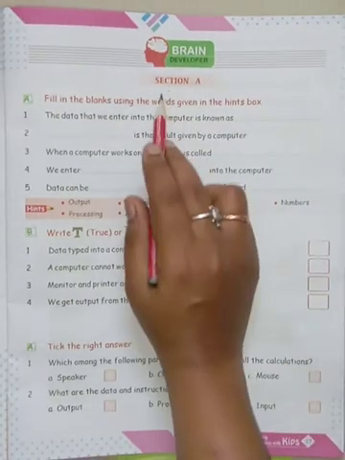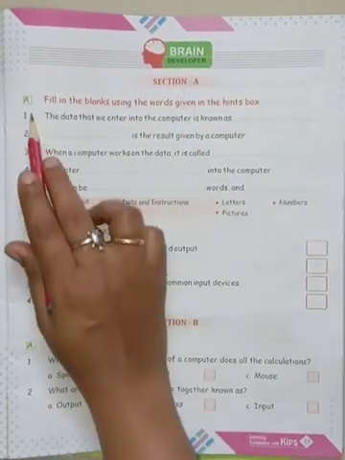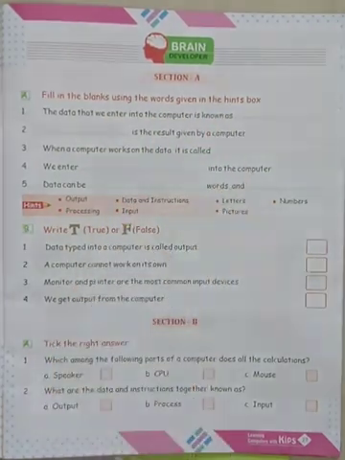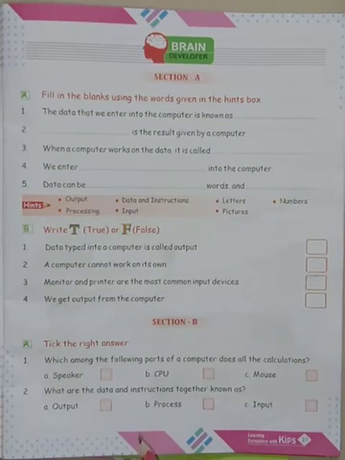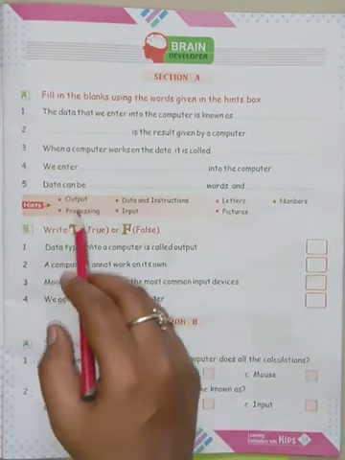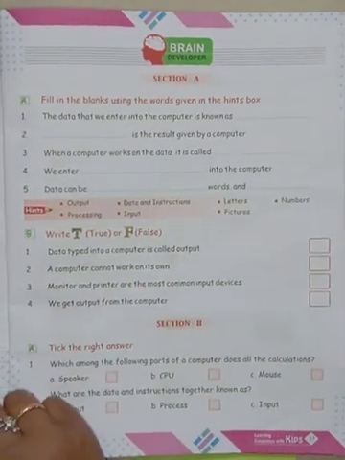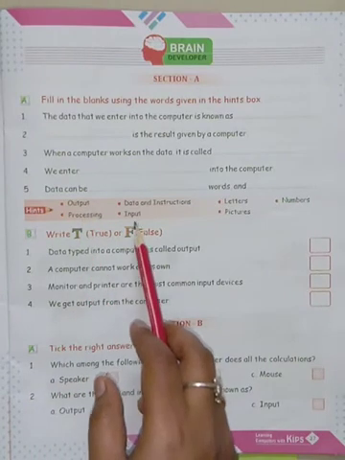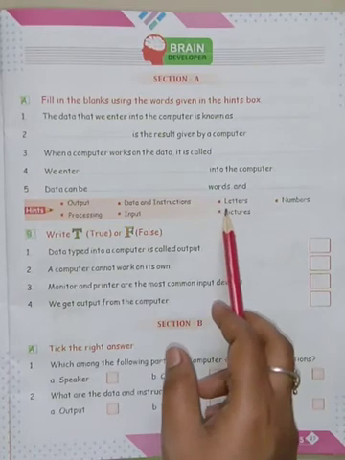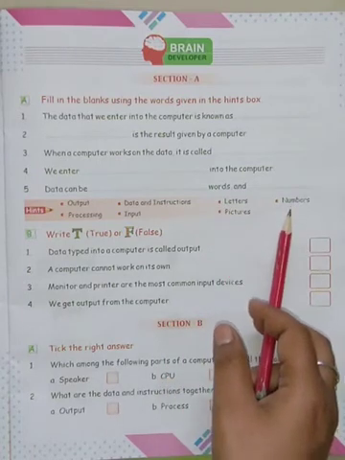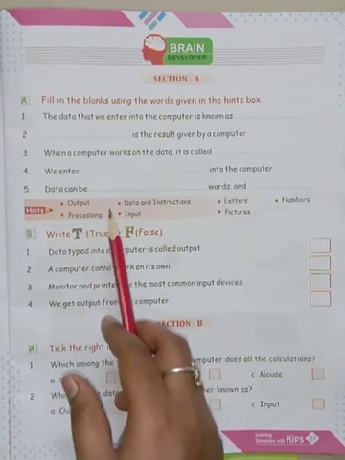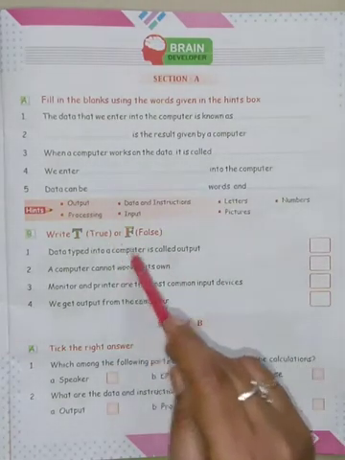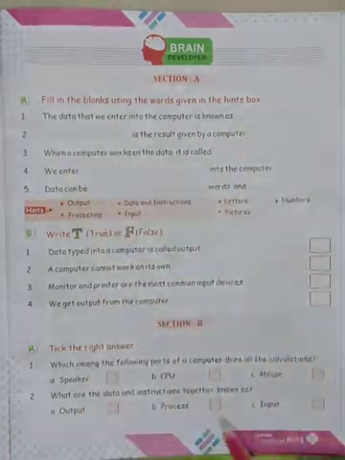Let us move to Section A. In Section A, fill in the blanks using the words given in the hints box. Students, you can all see at the bottom they have given some hints. First, you need to read these hints. The first hint is output. The second one is data and instruction. The third one is letters. The fourth one is number. The fifth one is processing. The sixth is input. The seventh is pictures. Using these hints, you have to match accordingly.